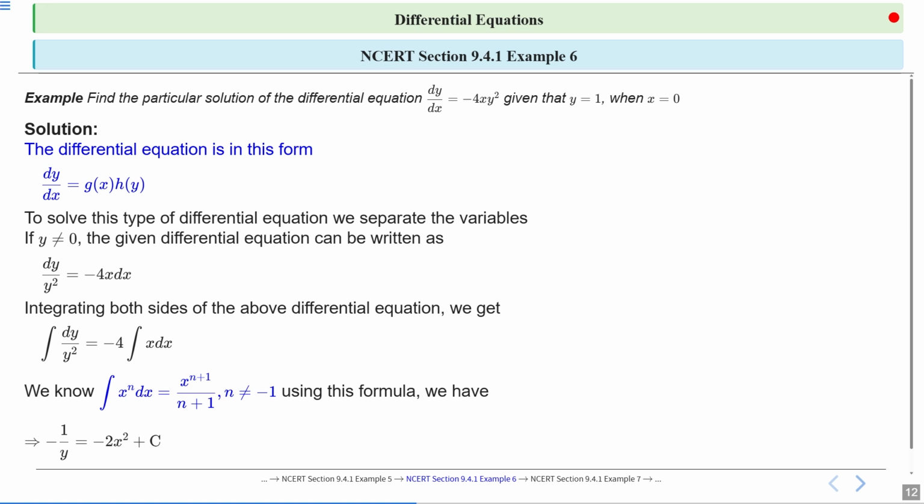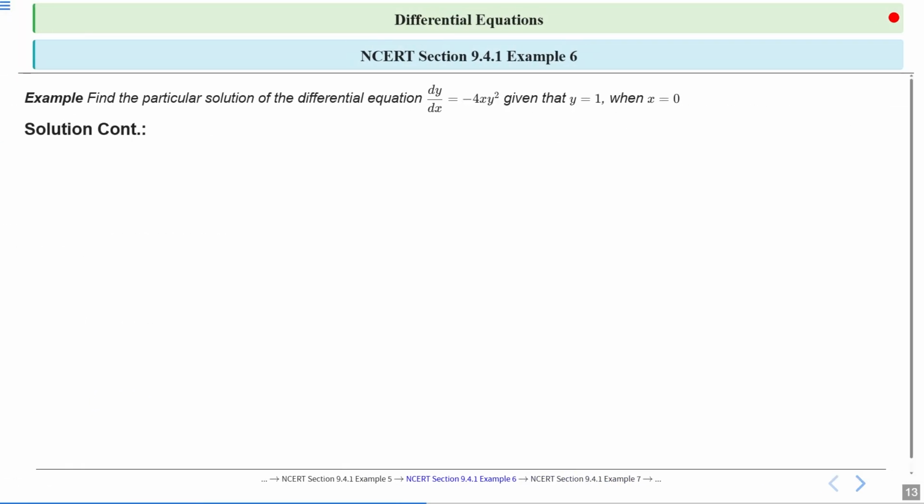This implies minus 1 by y is equal to minus 2x square plus c. So we can rewrite this as y is equal to 1 by (2x square minus c).